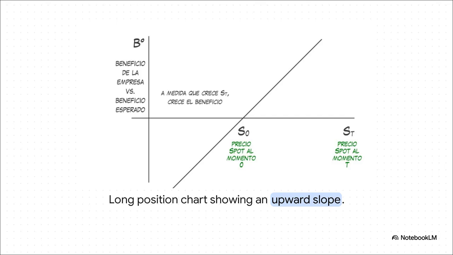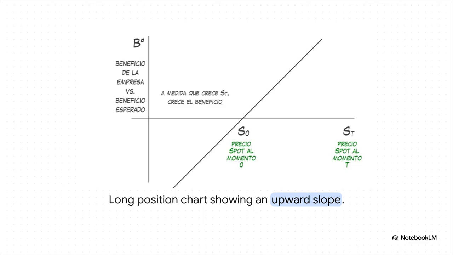And this chart brilliantly illustrates the exact dynamic we were just talking about. On the vertical axis, we're mapping the company's profit relative to what they expected. On the horizontal axis, we map the market variable, our ST, the spot price at maturity. You see that straight 45-degree upward sloping line? This visually proves that as the spot price grows, moving to the right on the horizontal axis, the company's profit climbs higher on the vertical axis.